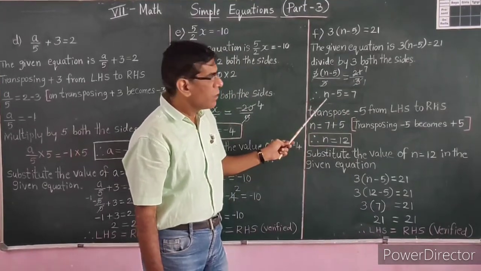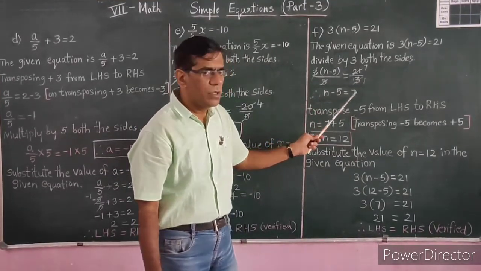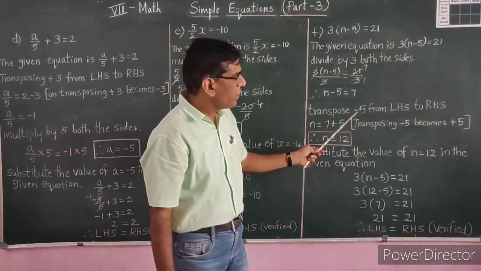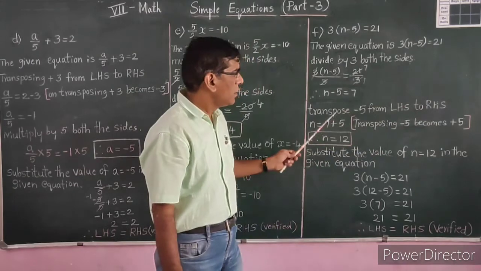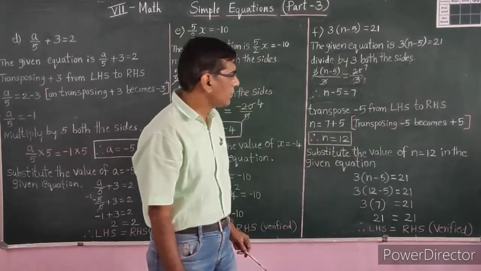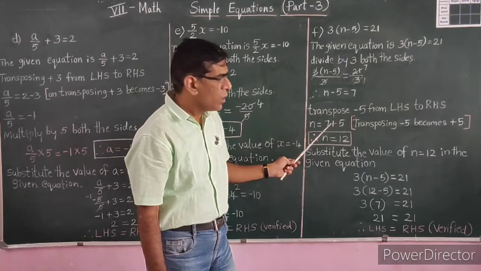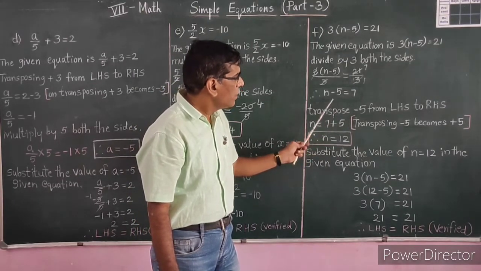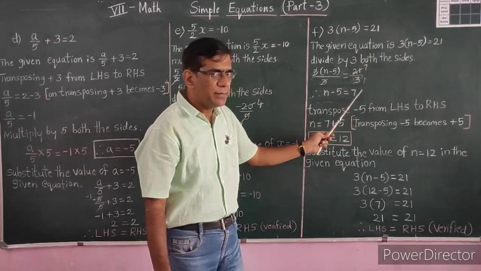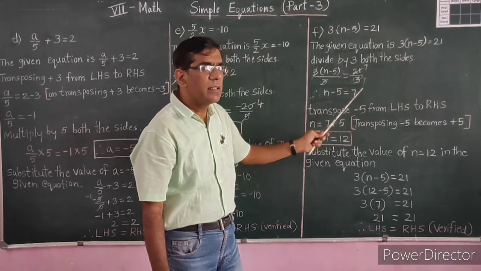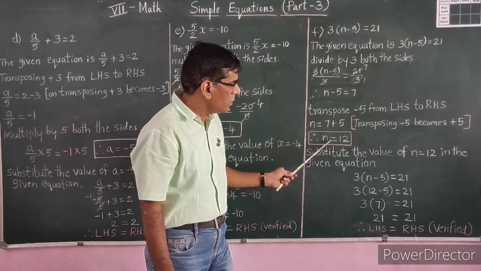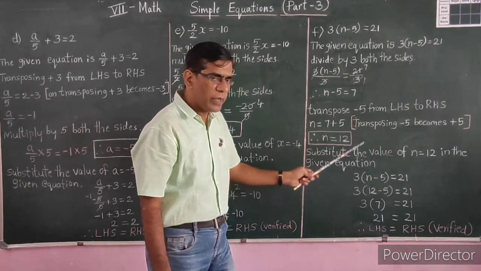3 ones are 3, 3 sevens are 21. Therefore n minus 5 is equal to 7. Transpose minus 5 from LHS to RHS. Now n is equal to 7 plus 5. Transposing, minus 5 becomes plus 5. When the minus 5 goes from the left side to the right side, the sign becomes opposite. Minus 5 becomes plus 5. Therefore, the value of n is equal to 7 plus 5, which is 12. Now, n is equal to 12.